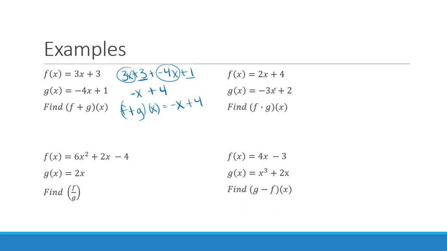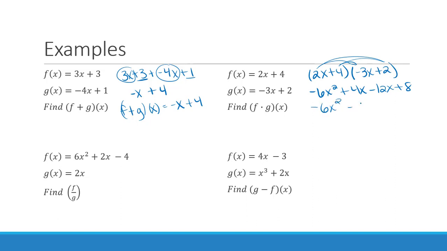Now, if it asks you to multiply them in this case, do be careful. What this means is taking 2x plus 4 times negative 3x plus 2. So you do have to use the full method or distribute, however you want to look at it. So this is going to be negative 6x squared. Distribute this guy is going to give me plus 4x. Distribute here is going to give me negative 12x. And then 4 times 2 is going to give me 8. So this is going to give me negative 6x squared. This is going to give me negative 8x. And then plus 8.